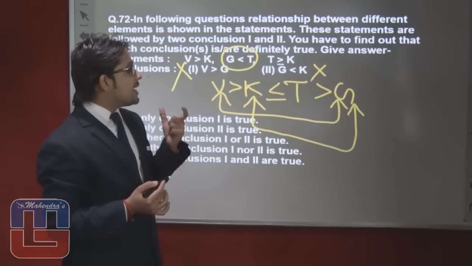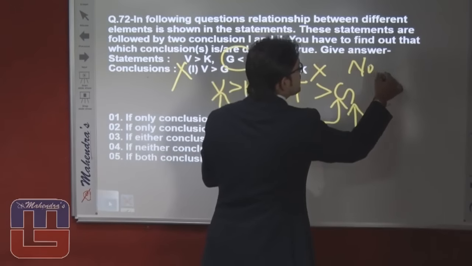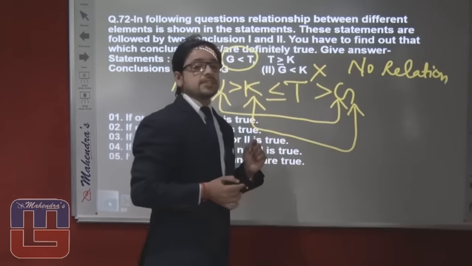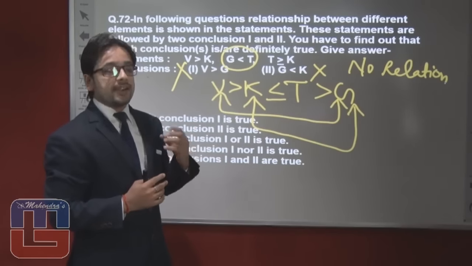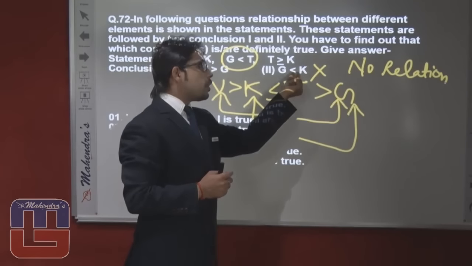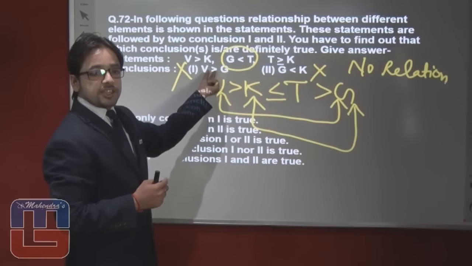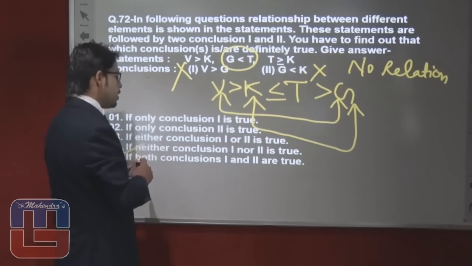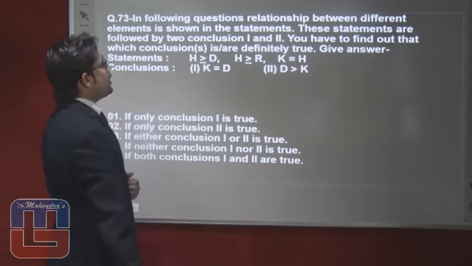Whenever you find that the series is broken, or every time we see that there is no relation, it means if three signs are there between those two entities for which we find no relation, then the answer will be either or. But this time only one conclusion is there between g and k, and only one between v and g, so we can easily say that the answer to this question will be neither one nor second is true. Let's proceed towards the next question.